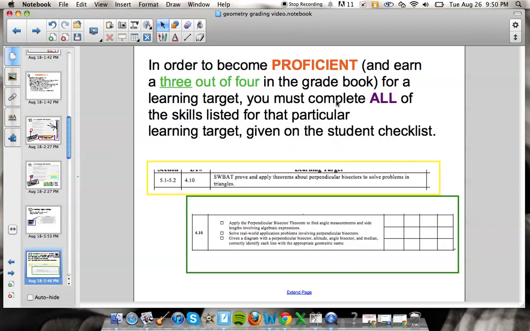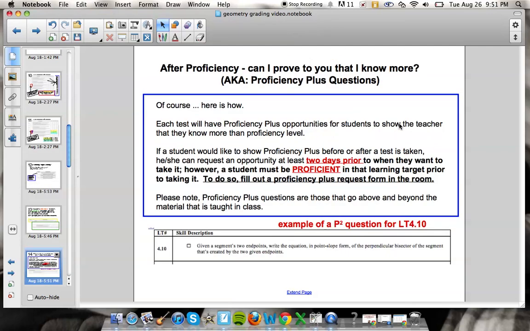So again, just to recap, in order to become proficient and earn a 3 out of a 4 in a grade book for one learning target, you must complete all of the check marks, or all of the skills on your checklist. So let's say you have become proficient in the learning target. Can you show the teacher that you know more, that you want to go for the 4 out of 4? Of course, and this is how you're going to do it.